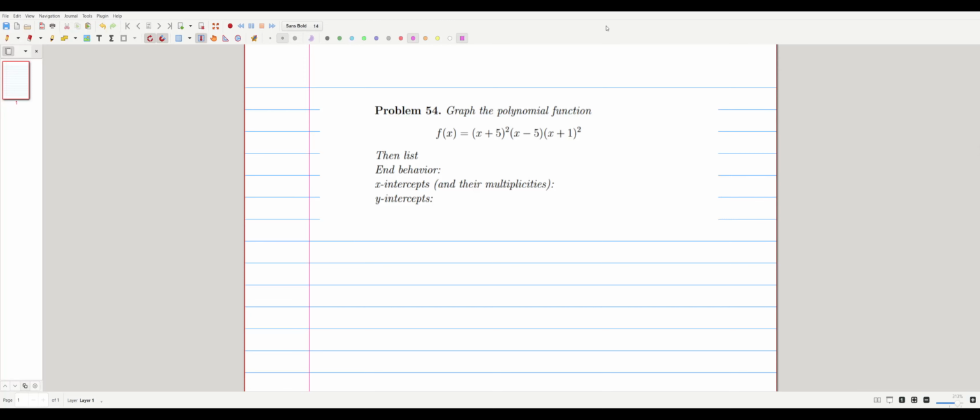Alright, hey guys, this is going to be a quick little video showing how to graph problem number 54 on the quiz. So how do we do this problem? Well, first thing to do is we're going to be sketching this graph, okay?